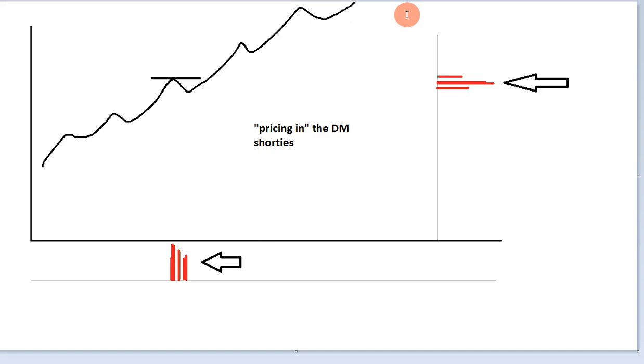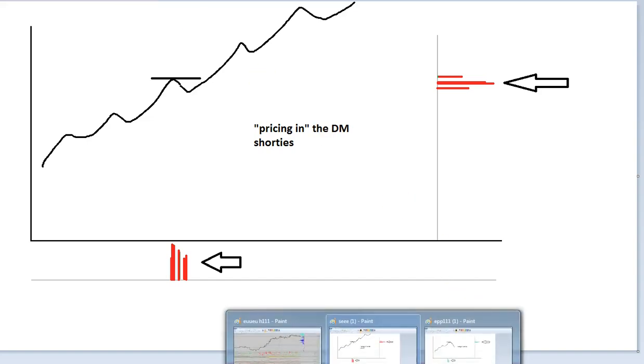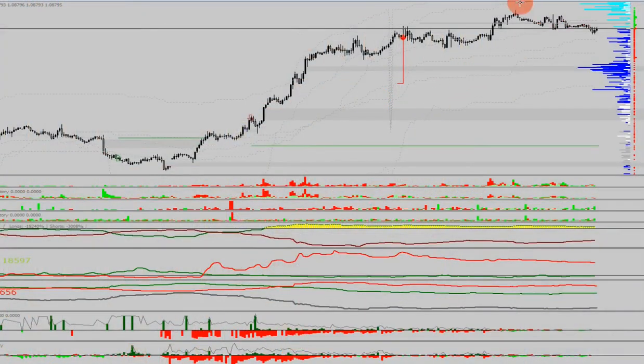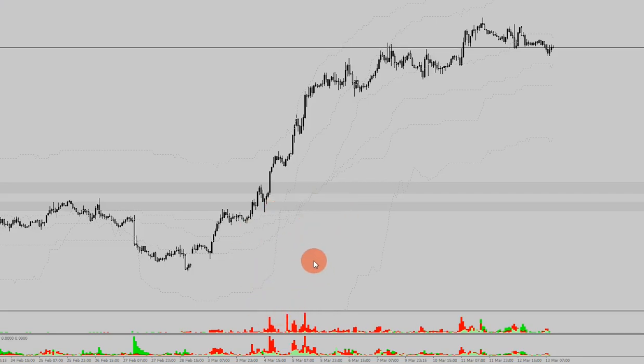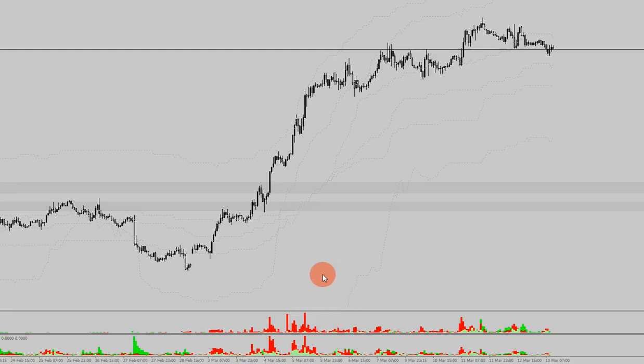Now, let's look at real life examples as well. Here we go. This is a chart just from now, euro dollar. Actually, let's even go back another step. Here we go. This is a real life example. We have the dumb money sellers, the red bars, coming into the market thinking they're going to sell down the market. What happens? The market breaks to the upside and takes out these dumb money sellers.